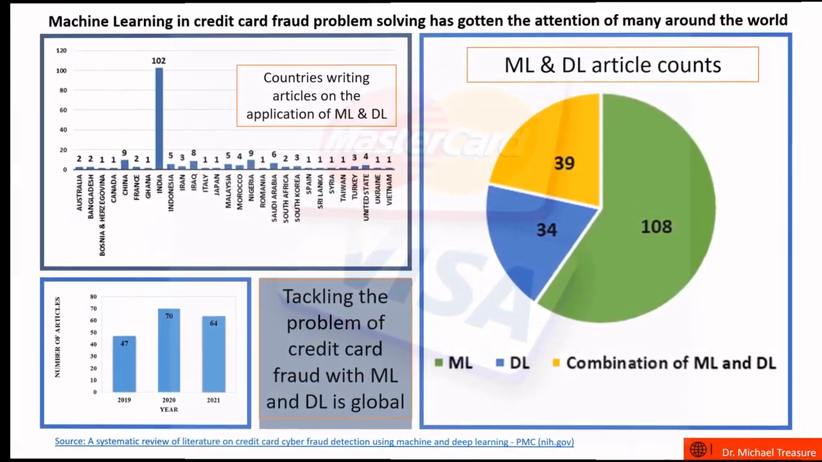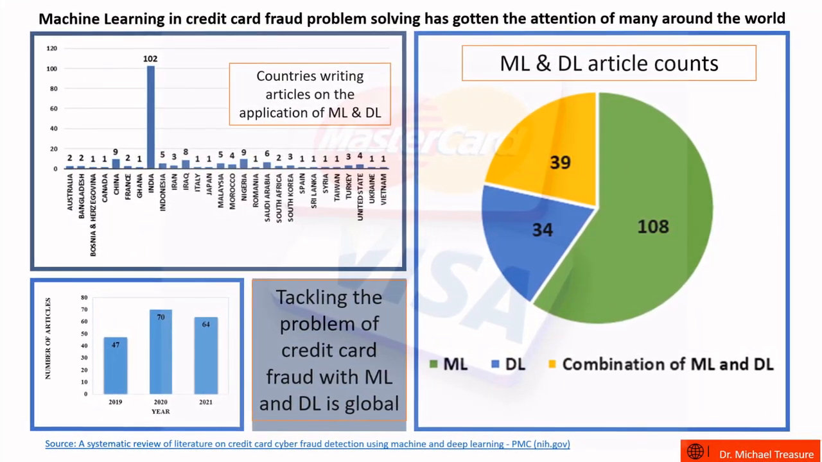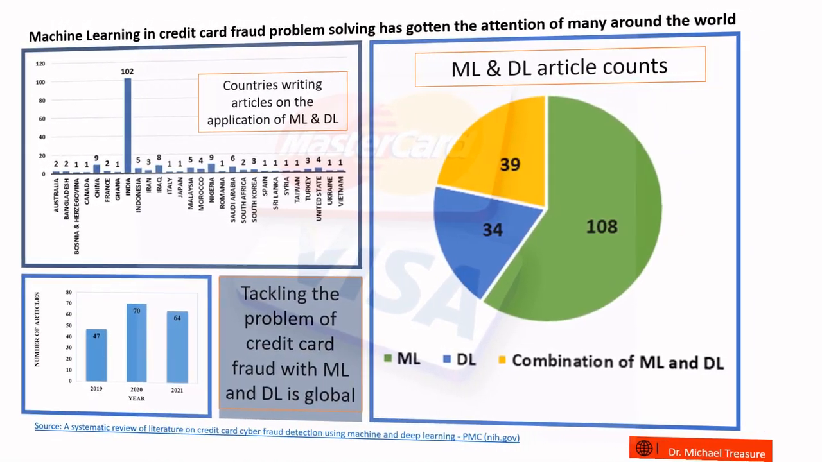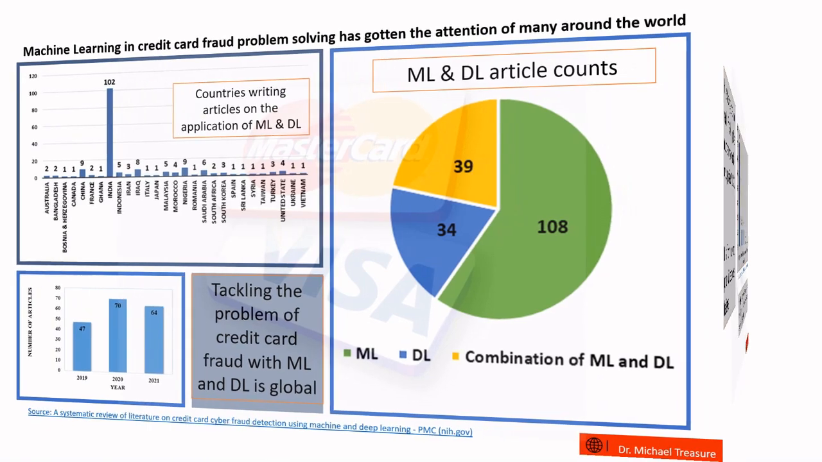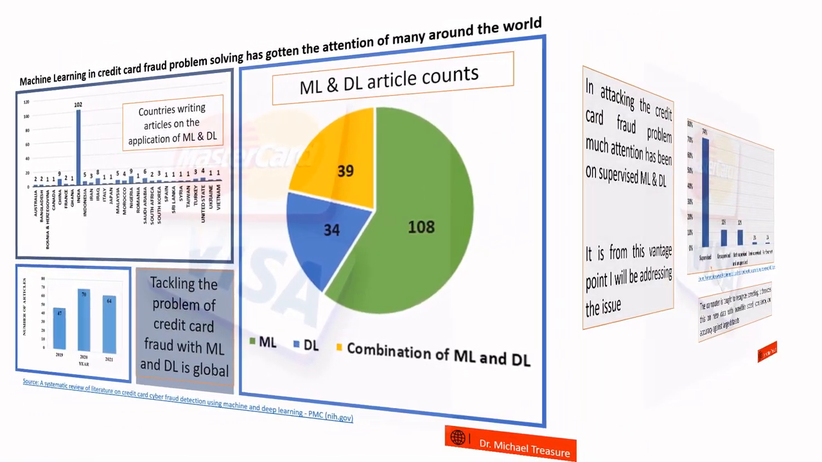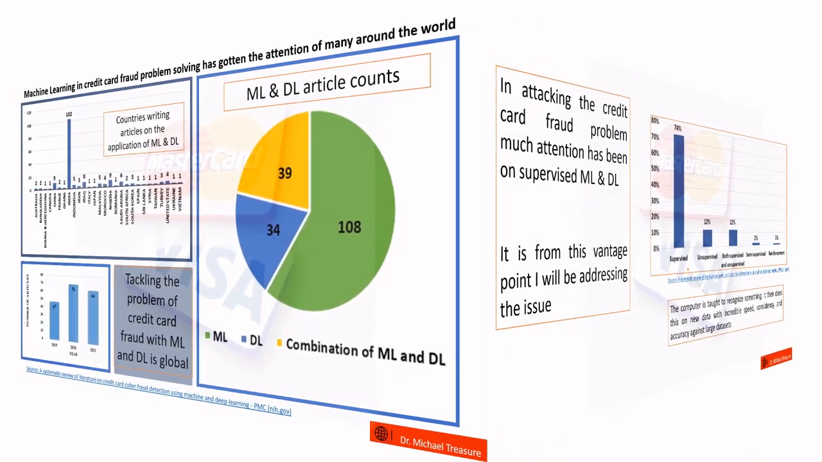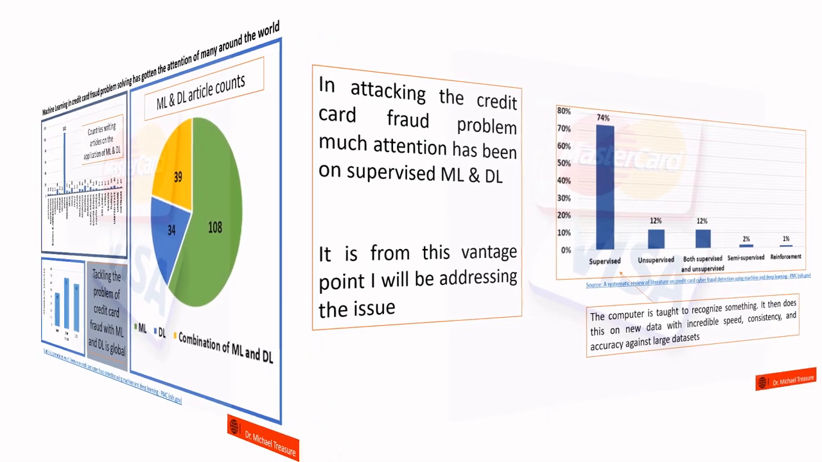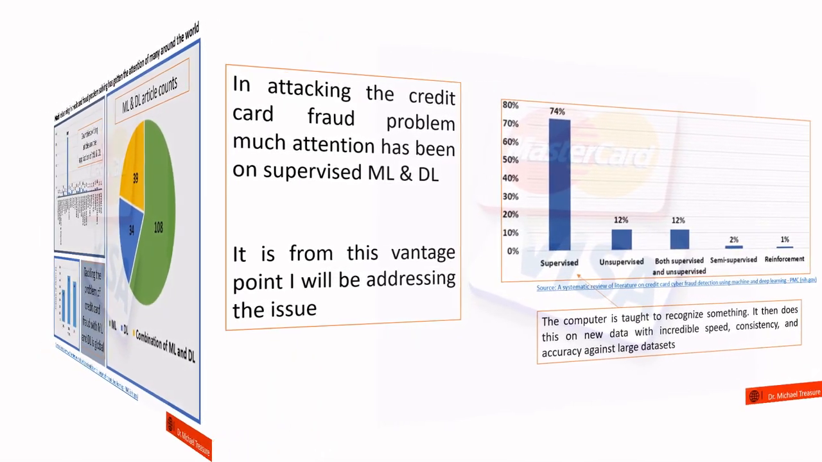Machine learning in credit card fraud problem solving has gotten the attention of many around the world, as shown here. In recent years, hundreds of papers have been written on the subject. Machine learning is the most prominently written about and increasingly being used with effectiveness.